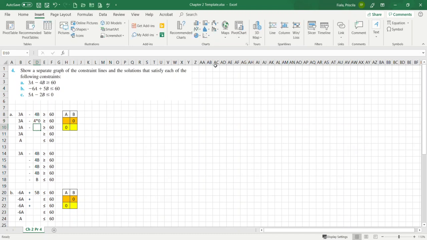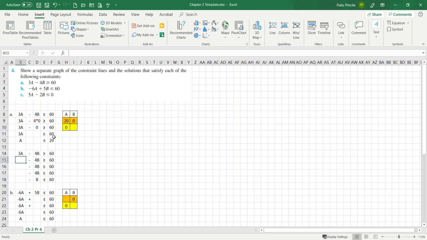4 times 0, therefore we set up b to 0, so 4 times 0 is 0, correct? So then we have 3a equals 60, therefore now, dividing both sides by 3, a equals 20. The same thing we did up there, just step by step.